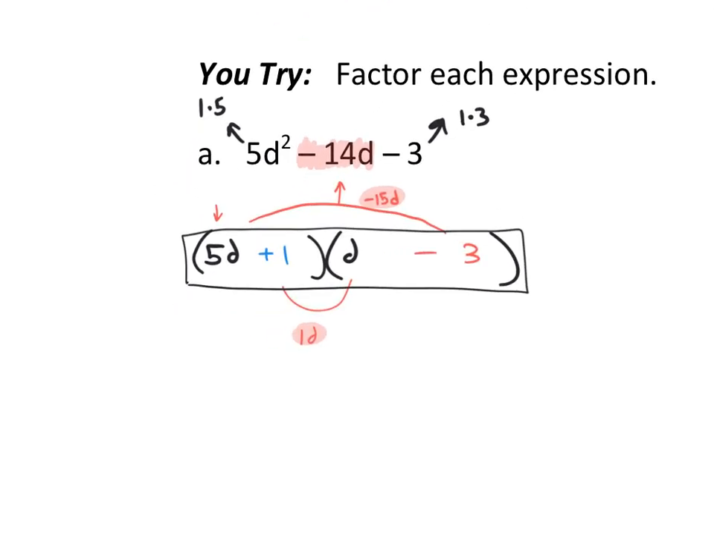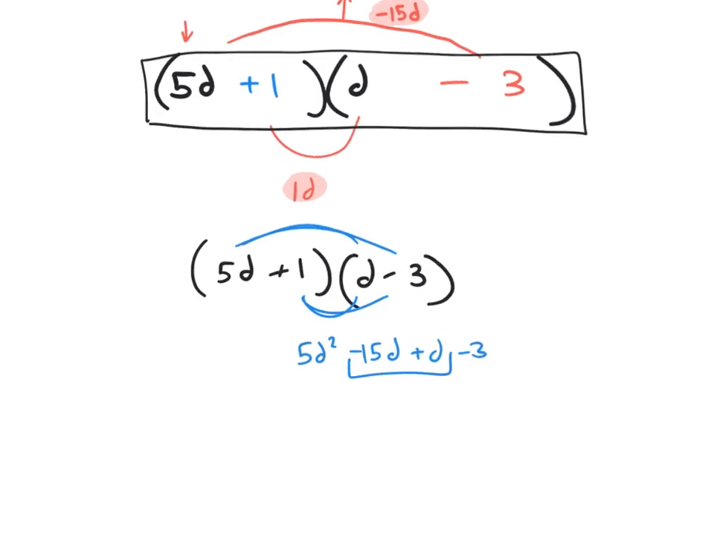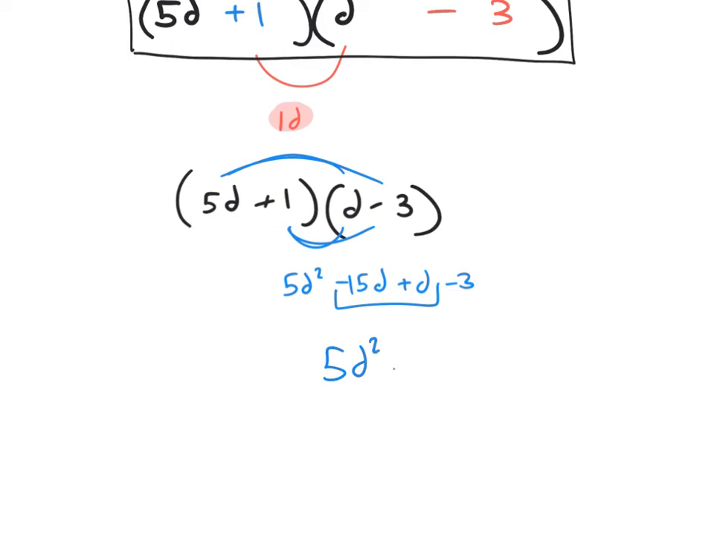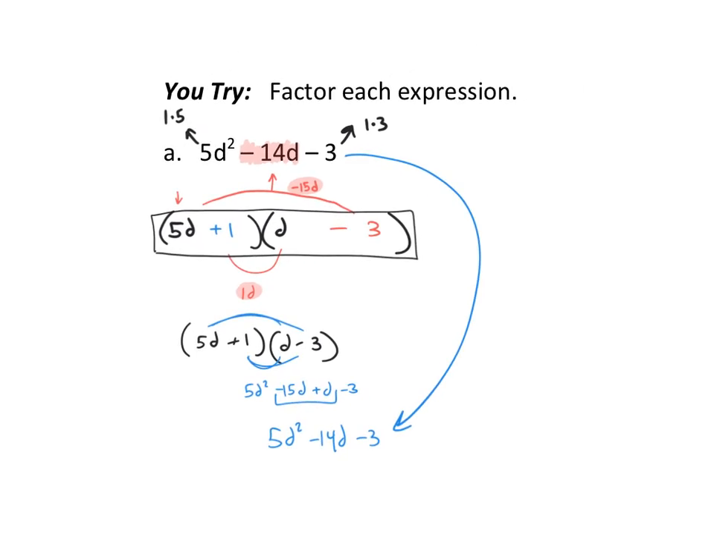And I mentioned before I started this, after I asked you to pause, that you can always double check these with FOIL. So I often get asked, Mr. Cottle, did I factor this correctly? I would encourage that person to multiply it out. 5d times d is 5d squared. Then we'll get a minus 15d, a plus 1d, a minus 3. Those do in fact combine right back to minus 14d, which is what we are expecting from the original setup.